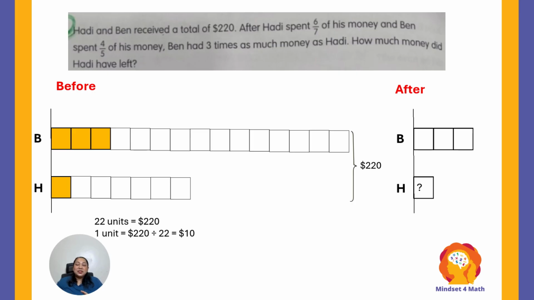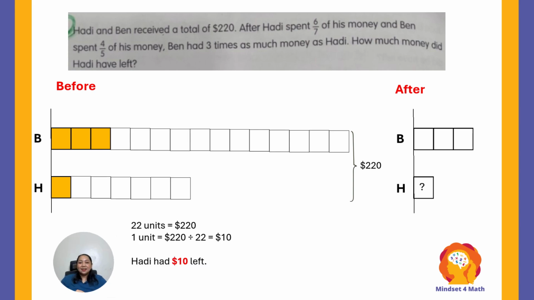All right, now we're ready to compute. Let's start with what we know. We know that 22 units are equal to $220. So to get what 1 unit is equal to, we need to divide $220 by 22. And the answer is $10. Hattie had $10 left. Did you get the same answer?